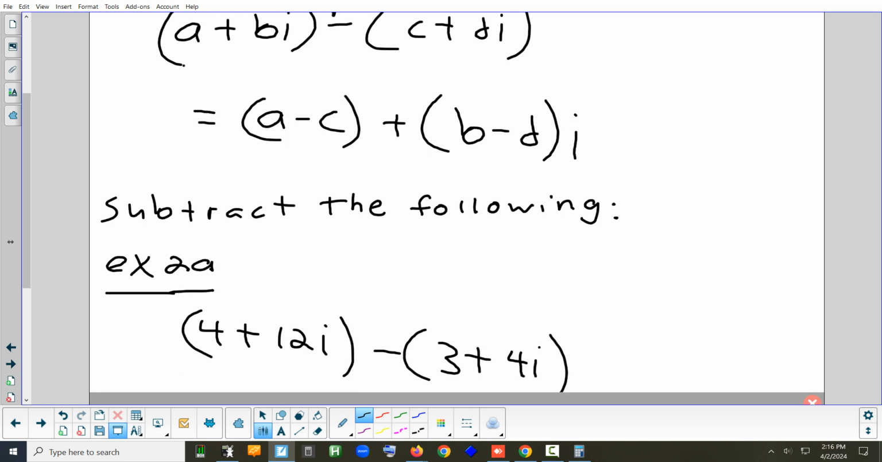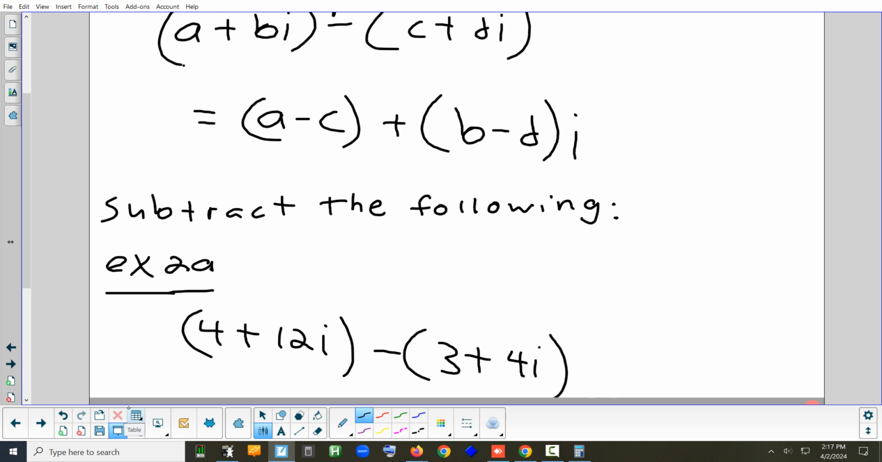Okay, let's try that one. So we got 4 plus 12i, and you're going to subtract 3 plus 4i. Okay, anyone think they could give me the whole thing, final answer? Yeah. It's gonna be 1 plus 8i. Yep. All right, so I had it right.